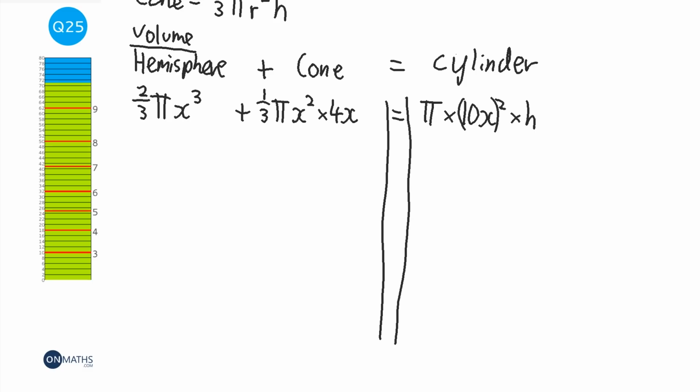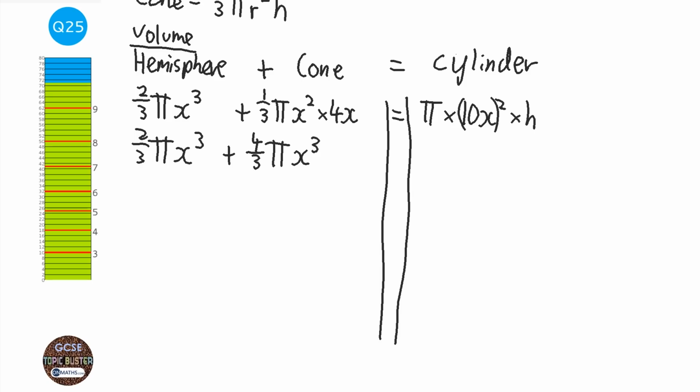Okay, so what have we got? Let's sort out the timeses first, and let's tidy this up. So that hasn't got any timeses in it. This we're timesing by 4, so it's going to be 4/3 pi, and I'm timesing it by x, so that's going to be x cubed. This one, I'm doing the 10x squared, so I need to square the 10 and the x, so it's going to be 100. And let's do the pi next. Pi, and it's going to be x squared h.